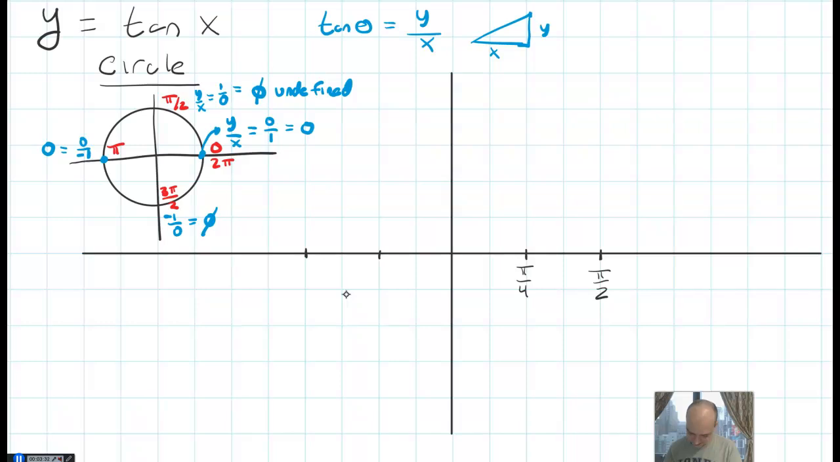I'm also going to go negative. You can think about that 3 pi over 2 angle as also being negative pi over 2, and then negative pi over 4. And that's actually helpful because it's going to show us the symmetry of the graph a little better to have a full region between the undefined values. The undefined values are going to be like a boundary on the tangent.